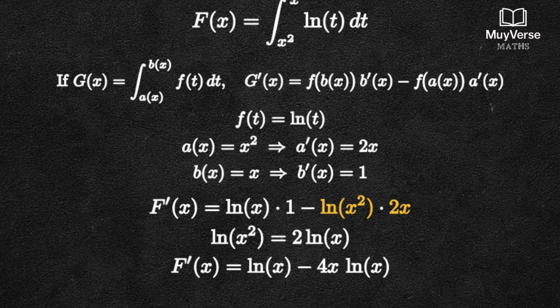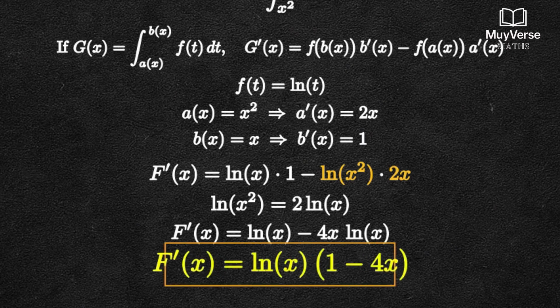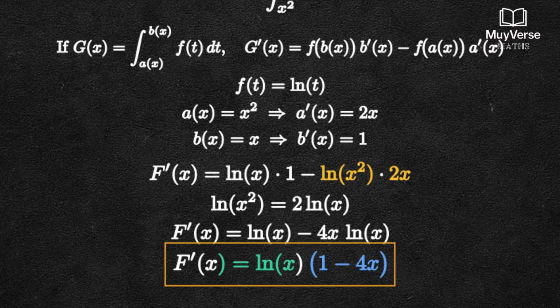Step 4. Factor the common term natural log of x. F prime of x equals natural log of x times left parenthesis 1 minus 4x right parenthesis. Final answer. The derivative equals natural log of x times 1 minus 4x.